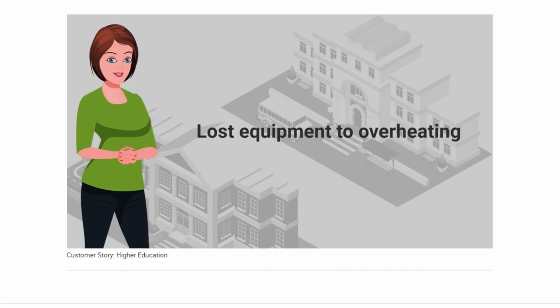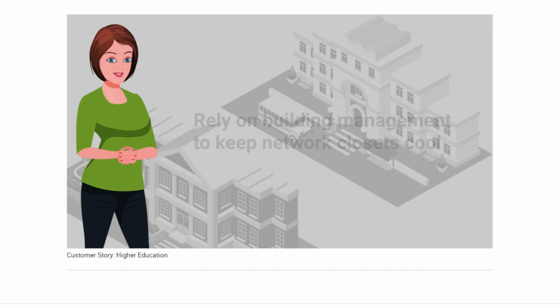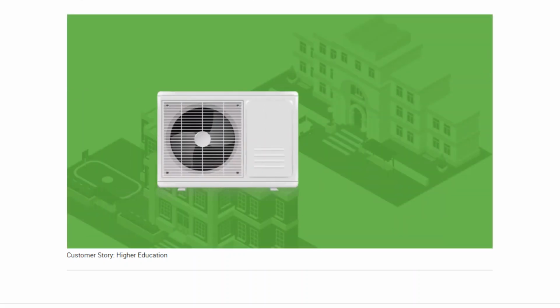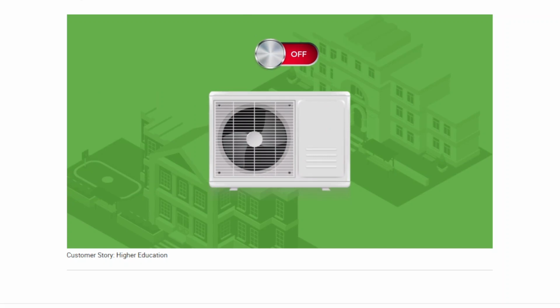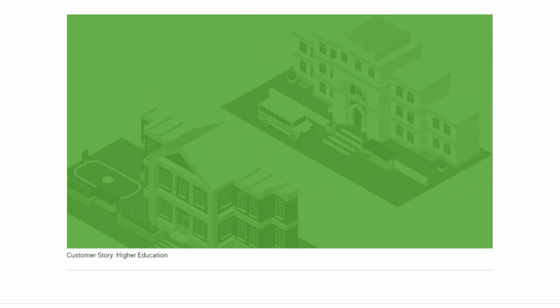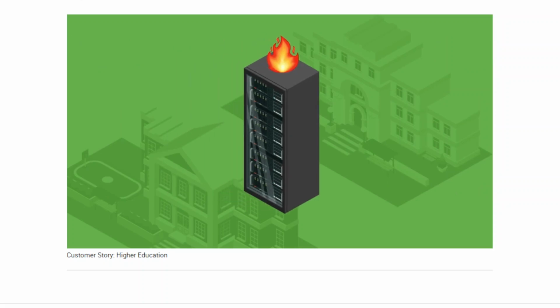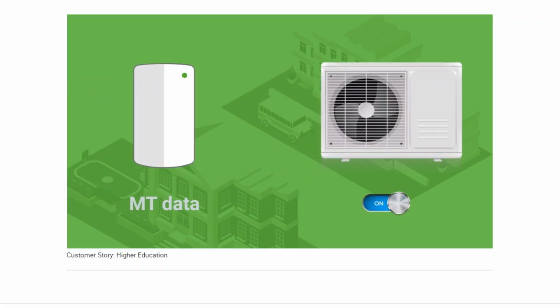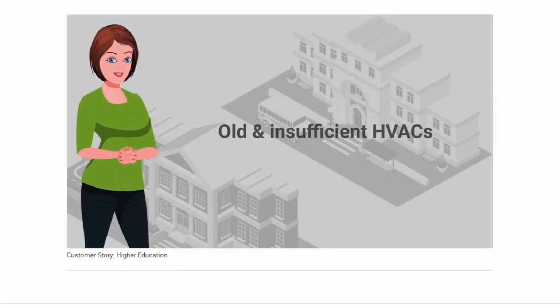And the most interesting reason for needing this visibility is that they rely on building management to keep their network closets cool. And they've had disagreements with them in the past where they've shut down the HVAC systems overnight or on weekends to save money, of course at the expense of the network equipment overheating. So MT is able to provide them with the data that they need to justify keeping the system on to that building management team. In addition to that, the HVAC systems that they did have were old and insufficient to cool some of those closets. And Helen was having serious difficulty convincing the building management team that they needed an upgrade.